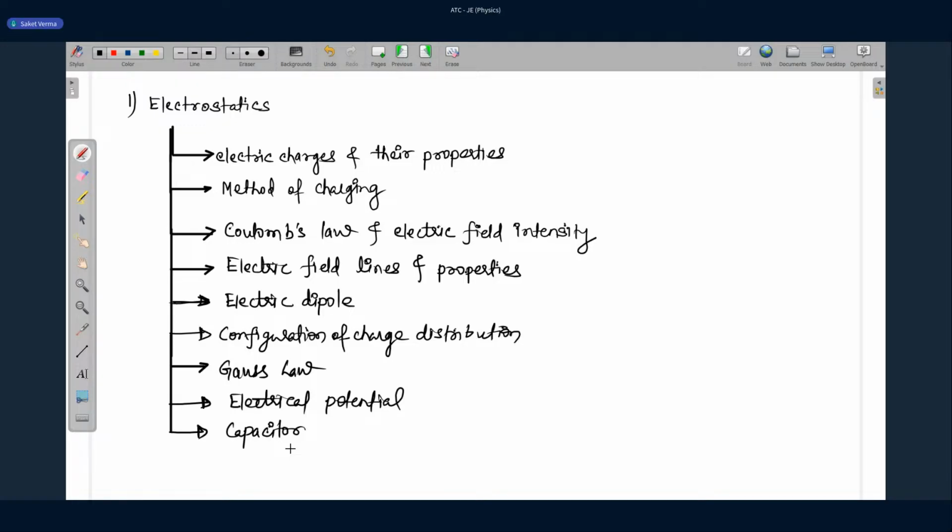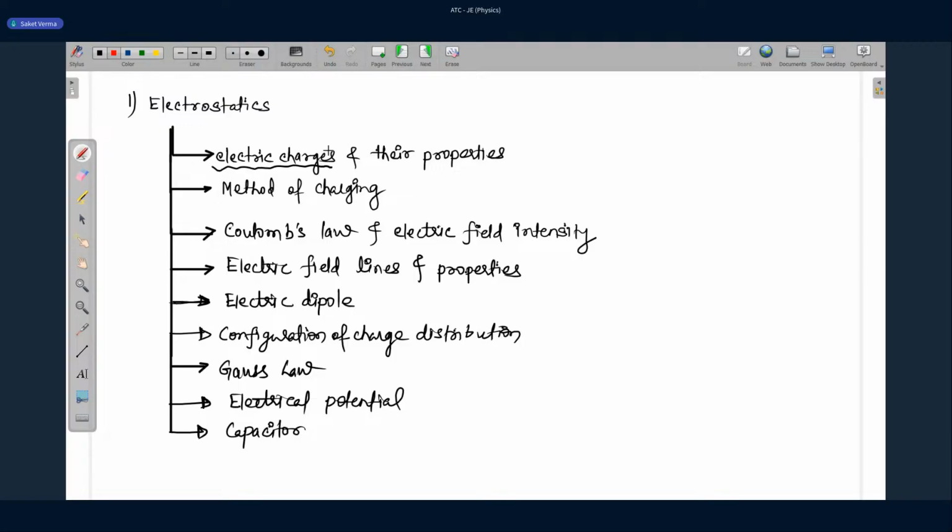So guys, what are electric charges? How do you define electric charges? It is nothing but an intrinsic property of certain particles, like mass, by which they can interact with other charged particles. Remember that it is an intrinsic property of certain particles, like mass, by which they can interact with other charged particles. So that is the electric charge.